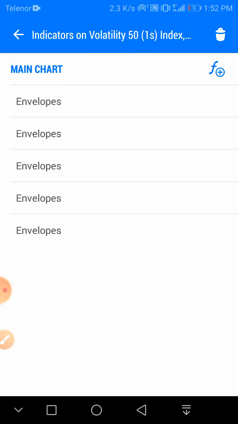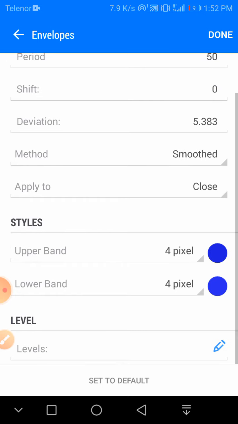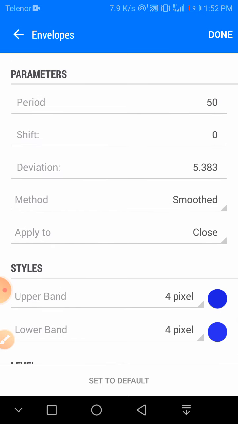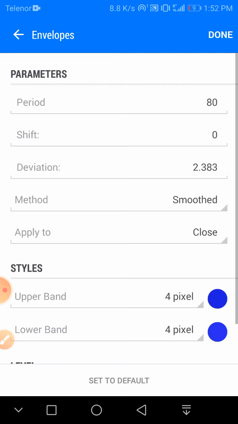Please take screenshots. The fourth one will be 50, so the deviation will be 5.383, and the pixel, and choose any color you like, no problem. Take screenshots, and you can easily set up on your chart. Done. The last one is the fifth one, and look here, the period will be 82.383. So multiply to close, the pixel 4, and the color will be as you wish.